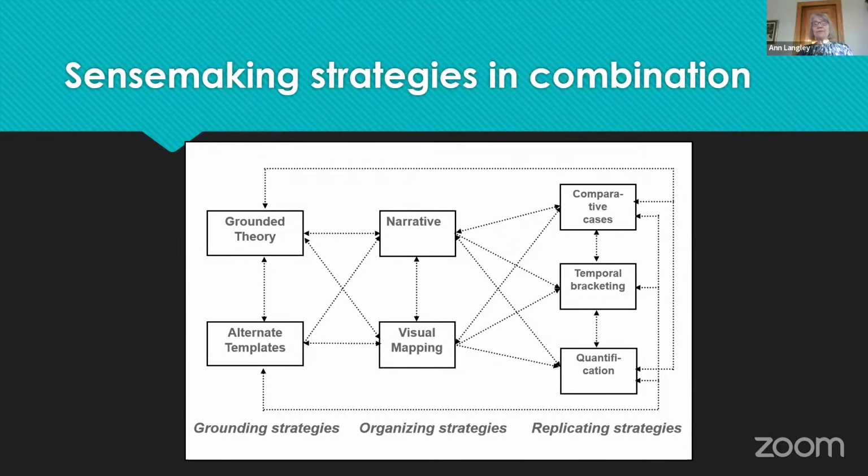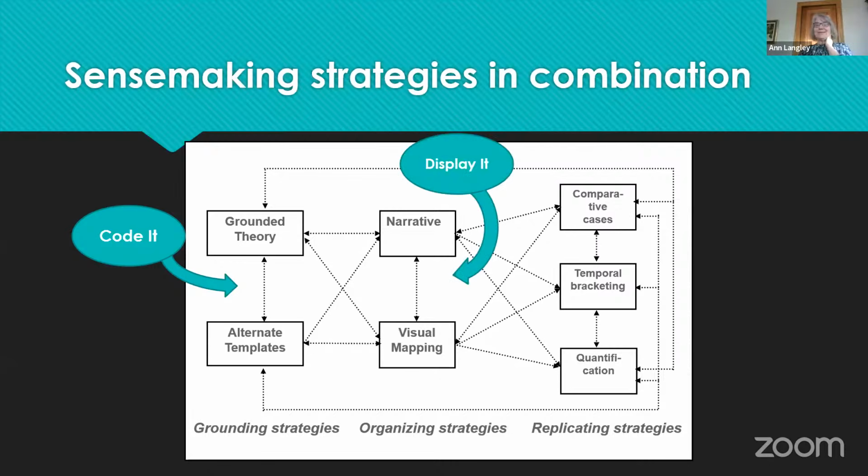On the left, you have what I call the grounding strategies. In the middle, you have the organizing strategies, which are useful for displaying. And on the right, you have the comparing strategies. And you can do them in any order. Usually, I put the diagram from left to right, because I think there's a progression from coding to displaying to comparing. I think there's a progression, but that doesn't mean you might not start at a different place. Okay.